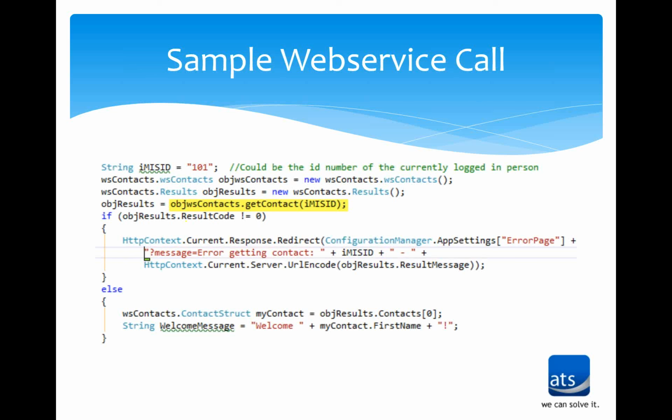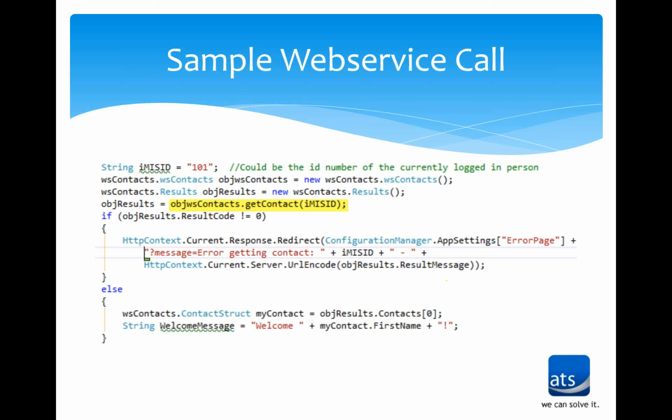I'm going to get a result code back. In our code, anything with the result code of 0 worked. Anything without a code didn't work. So in this case, if I didn't get a result code of 0, I can redirect to a page maybe and spit out the error message. If it did work, which is the else down here, then I could make a string that says welcome message, welcome, and maybe your first name, like welcome Randy, exclamation point. So that's how easy it is to call these web services.